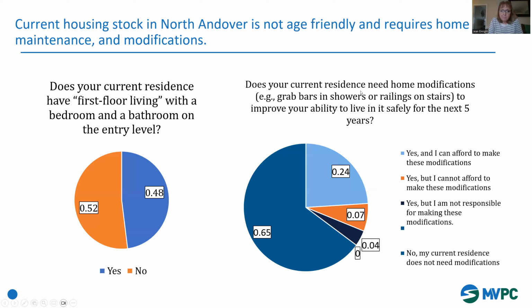Can you go back? Okay, so on the left-hand side of the slide here, the next question was centered around home maintenance needs. Maintaining a home requires resources, including people who can make repairs and finances to pay for these repairs. In response to the question, does your current residence need home modifications, things like grab bars for showers and railings on stairs, to improve your ability to live in it safely for the next 5 years, 35% of the respondents stated yes. Among them, 7% cannot afford to make these changes, and 4% are not responsible for making such changes.